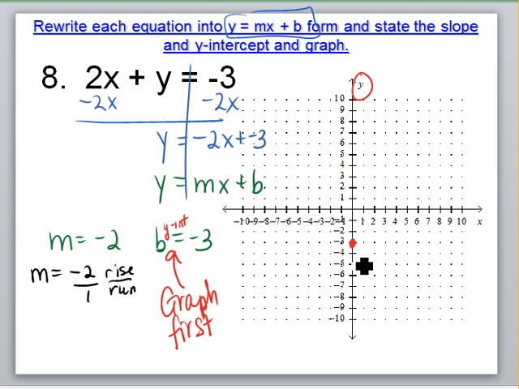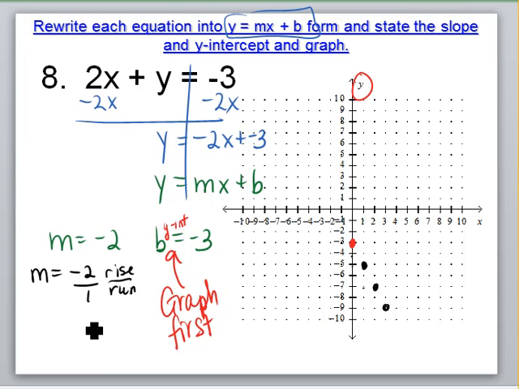Let's go ahead and do this. Rise, negative 2, which actually means I'm falling 2 and running 1. I could do this many times. Fall 2, go to the right 1 because it's over positive 1. Fall 2, go to the right 1.